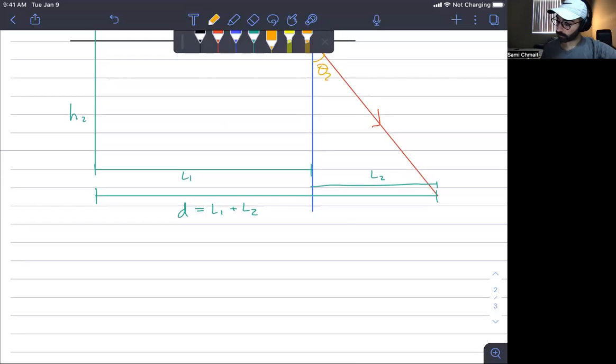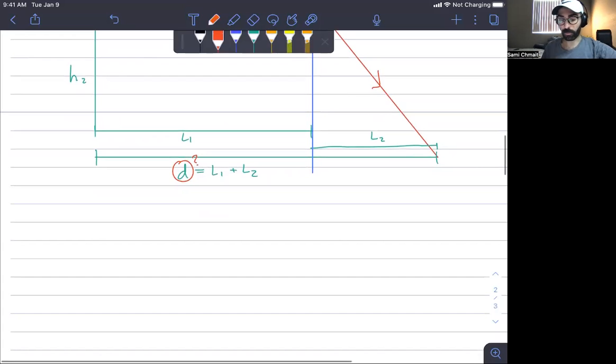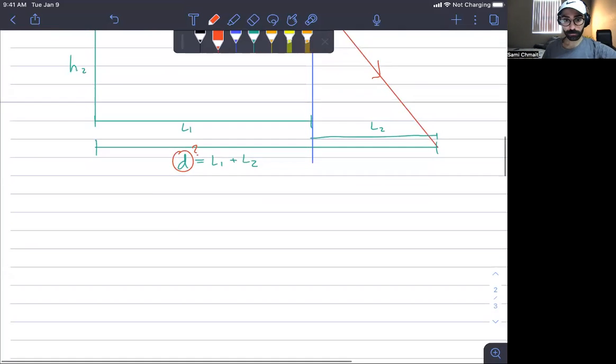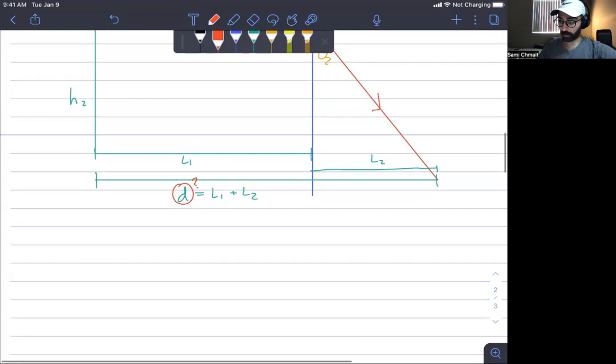We're solving for D, right? We don't know what it is, but we know it's made up of the sum of L1 plus L2. So that's how far he is from where it hits the water. And then L2 is how far it goes after going into the water. So the first thing we need to do is solve for theta 1. How can we solve for theta 1?